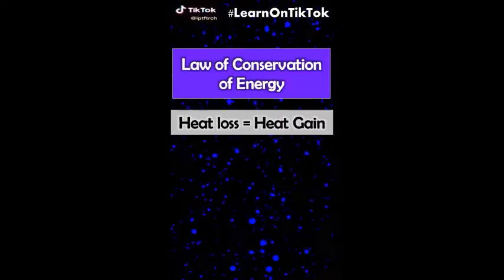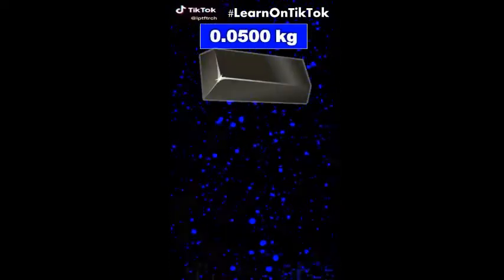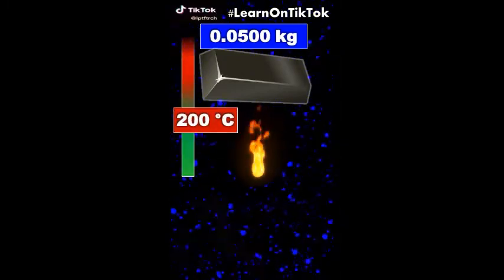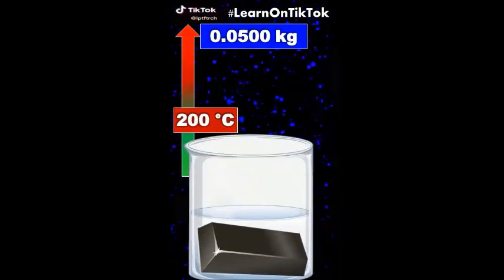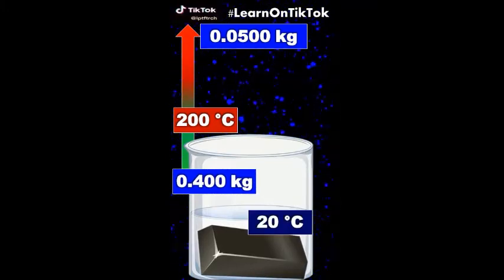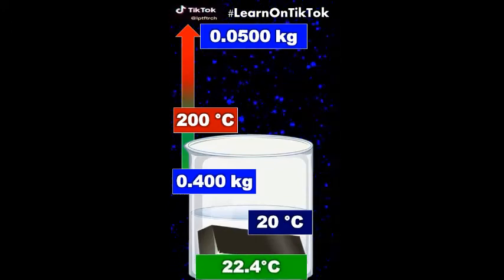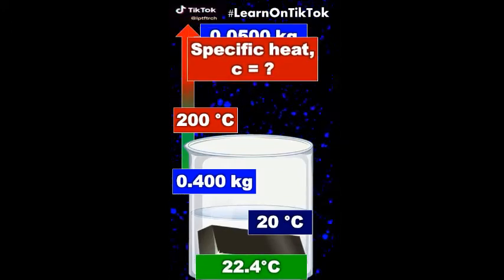system. To apply this theory, consider this sample problem. A 0.05 kilogram bar of metal is heated to 200 degrees Celsius, and then dropped into a beaker containing 0.4 kilogram of water initially at 20 degrees Celsius. If the final equilibrium temperature of the mixed system is 22.4 degrees Celsius, find the specific heat of the metal.